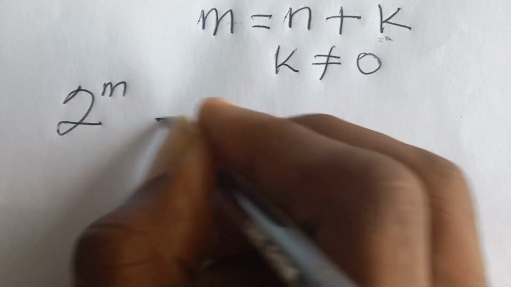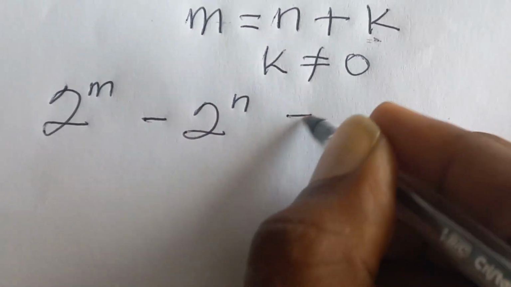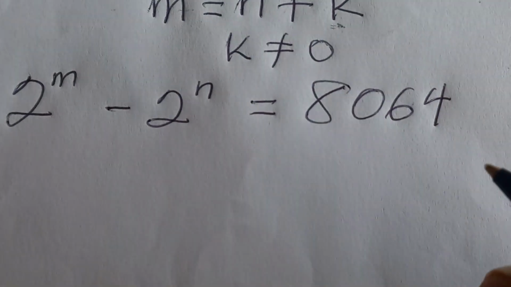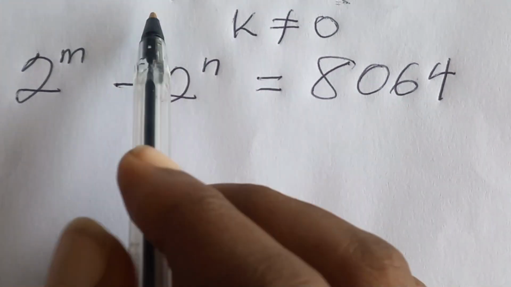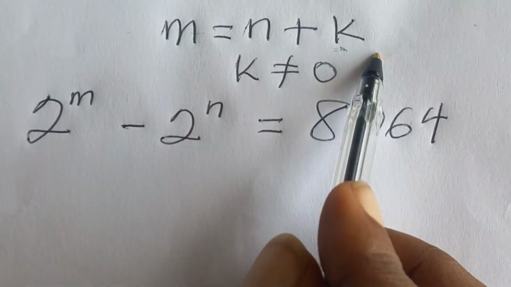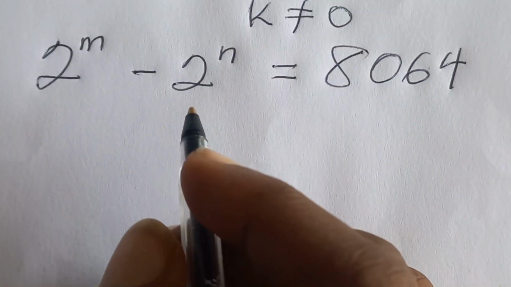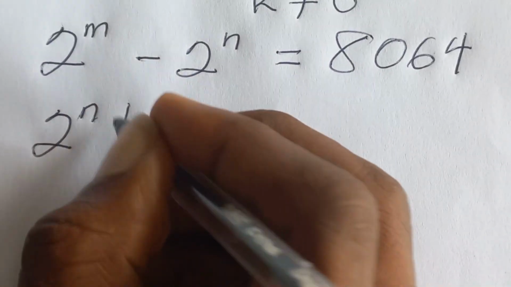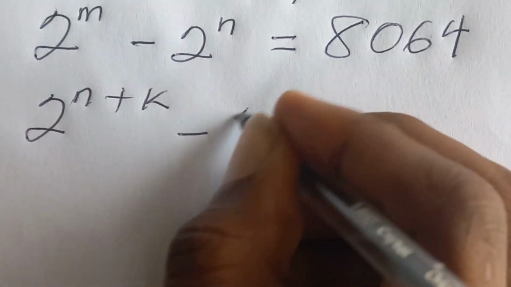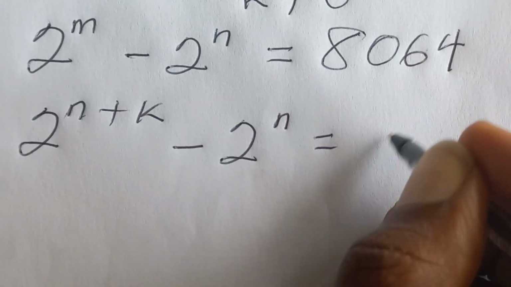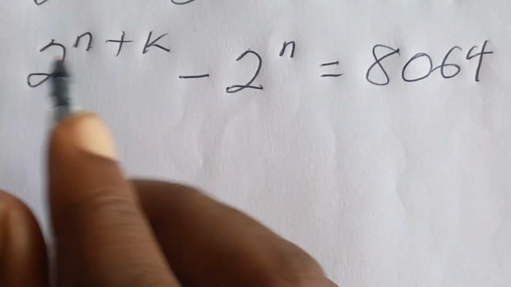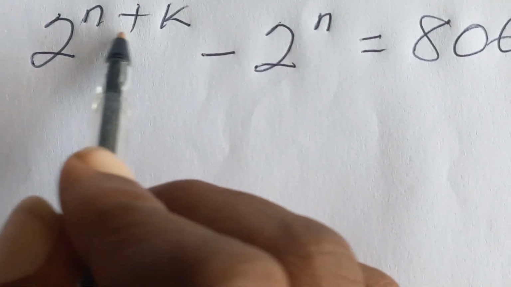So we have 2 exponent m minus 2 exponent n, which is equal to 8064. So from here, we said that m is equal to n plus k. So let's substitute the value of m there. So we are going to get 2 exponent n plus k minus 2 exponent n, which is equal to 8064. So from here, we use laws of indices to solve this.